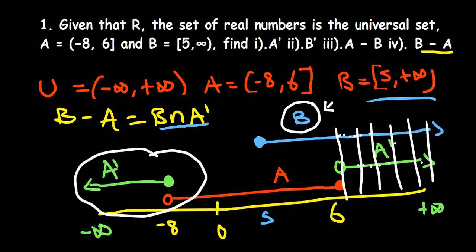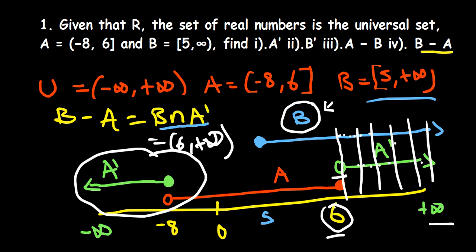So the intersection is only this side, and it's starting at 6 all the way to what? Positive infinity. Okay, with the 6 not being included. Why? Because it's not included in the A complement there. Okay, so that's how we ended up with 6 to positive infinity like that. All right.